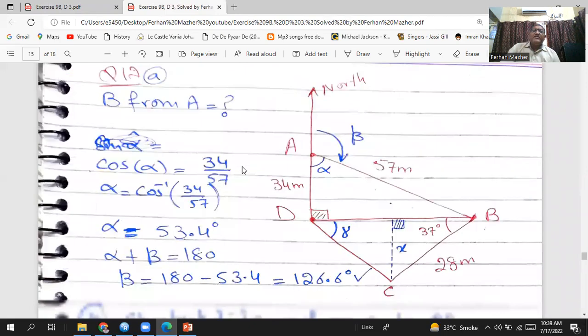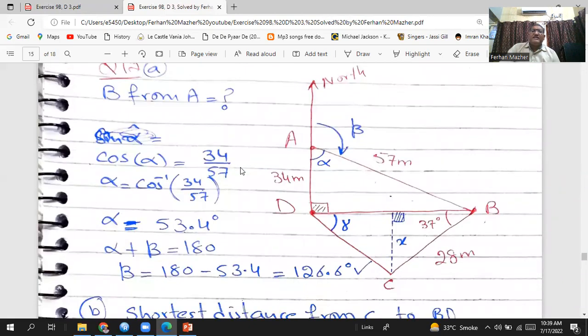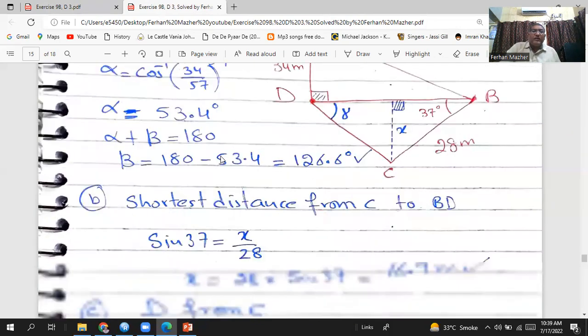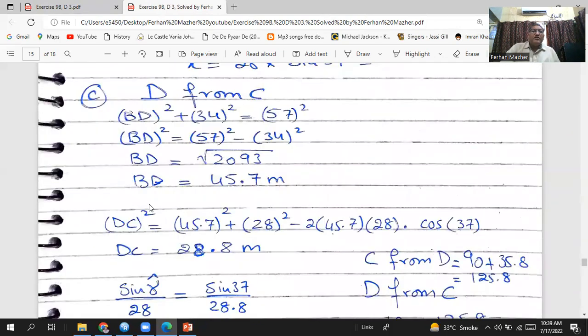So it's a right angle triangle and the hypotenuse is 57. You can say the base is BD, and the AD, that's perpendicular, that's 34. So I will apply the Pythagoras theorem, and from there I will get the BD value. So you can see the BD square plus 34 square is equals to 57 square. So the BD will be equals to 45.7 meter. So I applied the Pythagoras theorem.